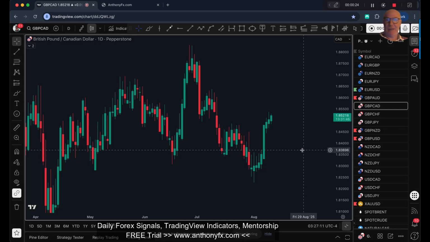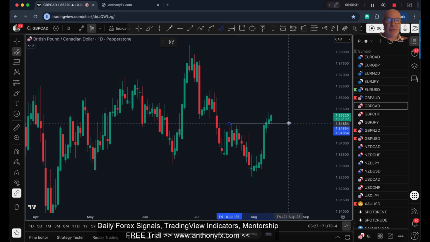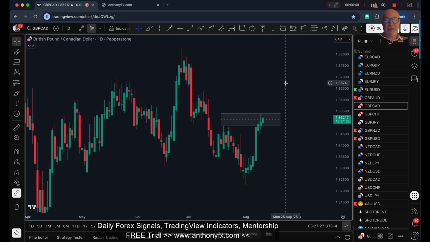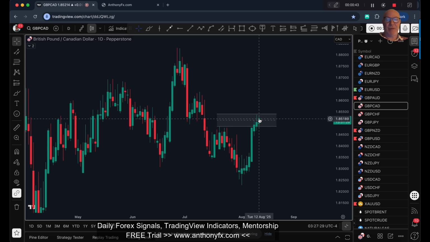Traders, looking at the pound CAD daily time frame. Right, this has pushed up into liquidity. We're looking at these buy stops that are resting up in here. It's pushed right up into it. This is overextended, and I'm expecting some kind of pullback given that it's trading into this level here.